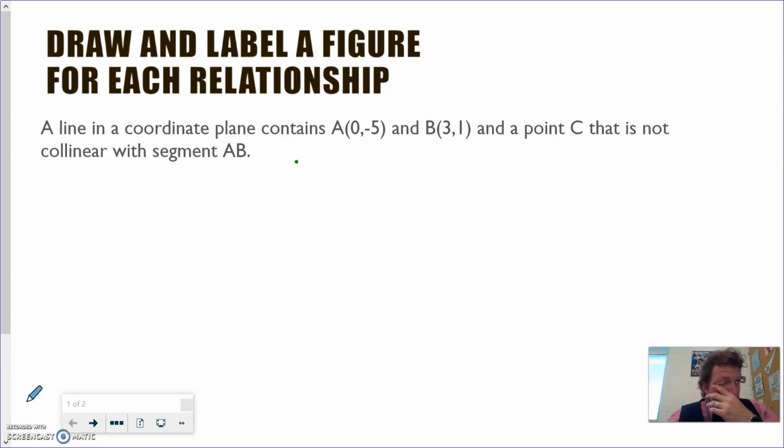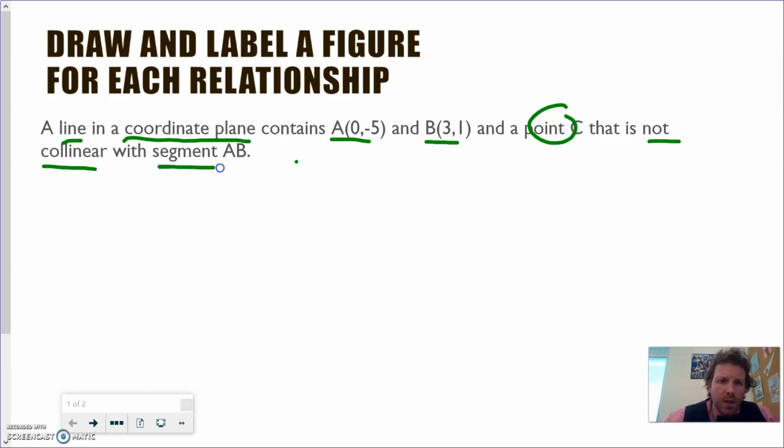All right, so what we have to do is break that down because that's a lot of stuff. The first thing I need to do is draw a line, okay? We know that it has to be in the coordinate plane, which we should know a little bit about already. We have a point, which is A. We have another point that's B. We know we need to include C, but C cannot be collinear with the segment AB.